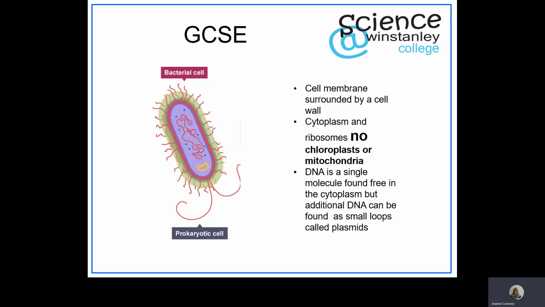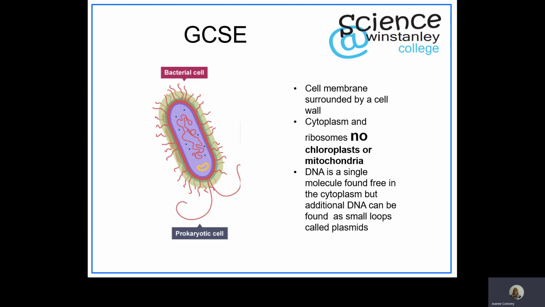It would also have included the idea that DNA is there as a single molecule and it's found free in the cytoplasm. In many GCSE specifications, they would also have included the fact that DNA can also be found in small loops called plasmids, but that may not have been covered on your spec as much. You may have covered a little bit more about these small loops of DNA that you can find in bacteria if you also studied a little bit about genetic engineering. So you might have had both of those bits.